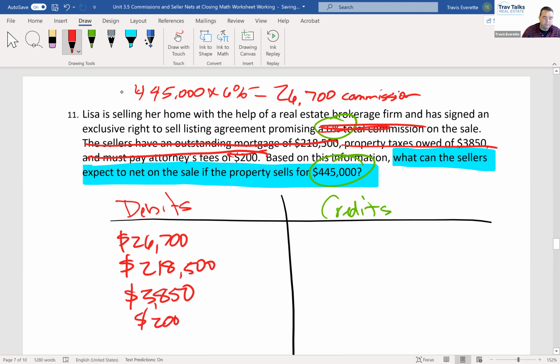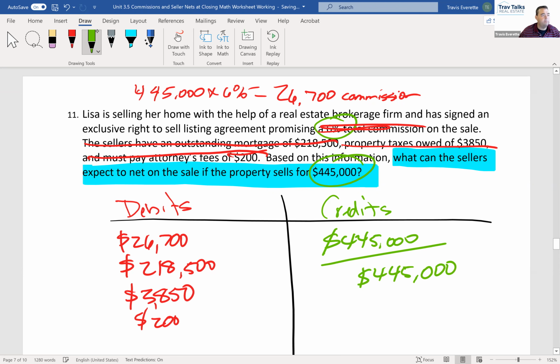Based on this information, what can the sellers expect to net on the sale if the property sells for $445,000? Well, there's my credit. So I know my total credits are $445,000. And trust me, as we get to more complex closings, yes, there can be more than one credit. So there will actually be a time when you need to add a couple numbers together over there. That's why I'm saying total up your credits, even though it's obviously only one number now. And that's why we do debits and credits rather than just purchase price minus all these numbers. Because when you have a real closing, you'll have several debits and several credits, and you just need to get them in the correct places so that we can get them totaled up appropriately and get the final number.